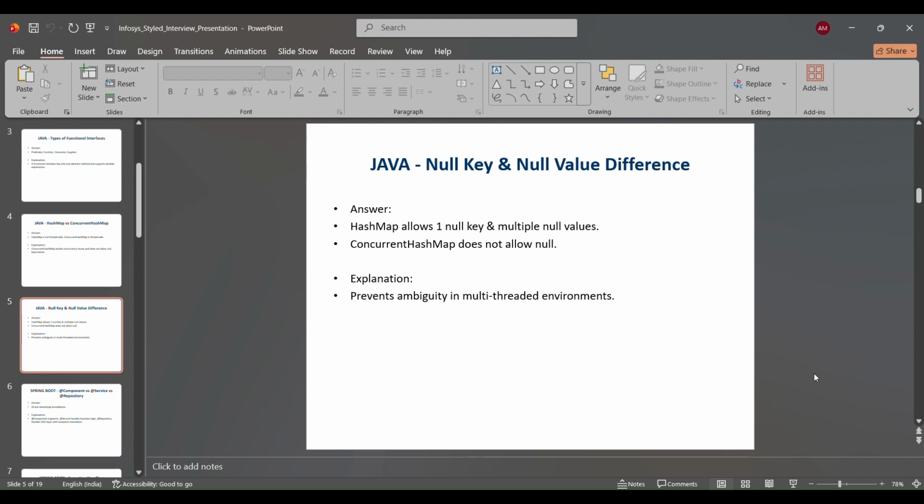And the next question is what is the null key and null value difference? HashMap allows one null key and multiple null values. ConcurrentHashMap does not allow null. This prevents ambiguity in multi-thread environments.